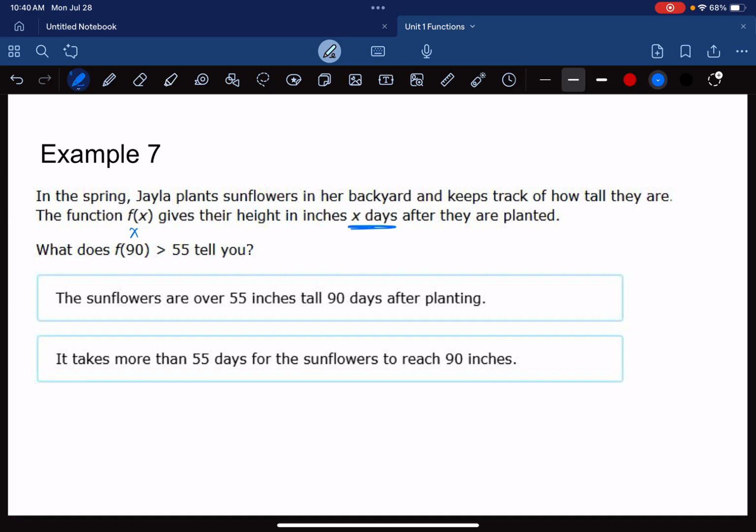So that tells me that the sunflower is over 55 inches tall. This is the height here. And this is days here. So it takes 90 days to reach over. The greater than means more than 55 inches tall. So that's our correct answer there.